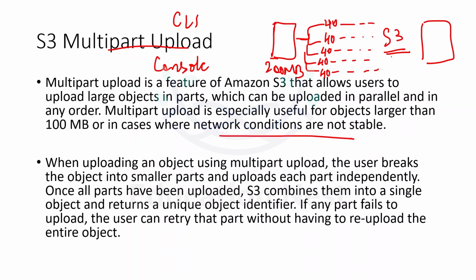object. And how will it be able to do that? Because each of these parts has a value called the E-tag value. According to the E-tag value, these parts would be combined together into one object. And if any part fails to get uploaded, you can retry uploading that part only. You don't have to upload the entire 200 MB file, because when we don't have a stable network connection, it is quite possible that our upload will fail.